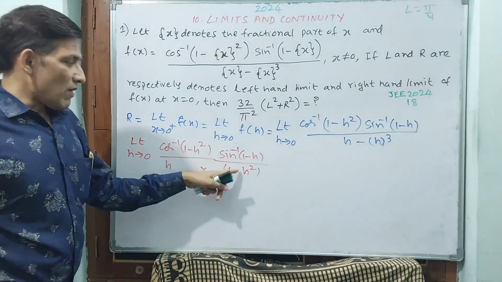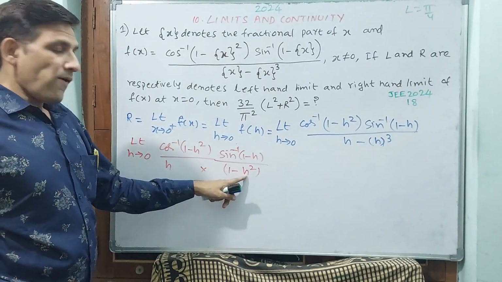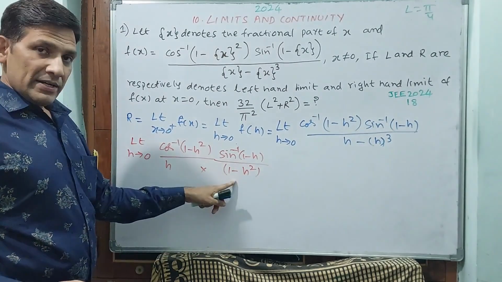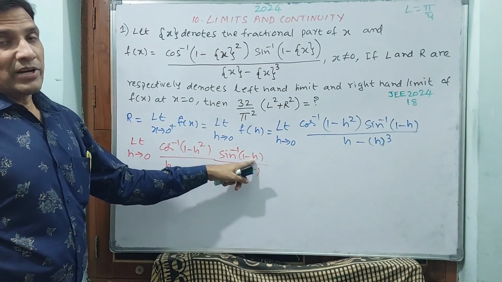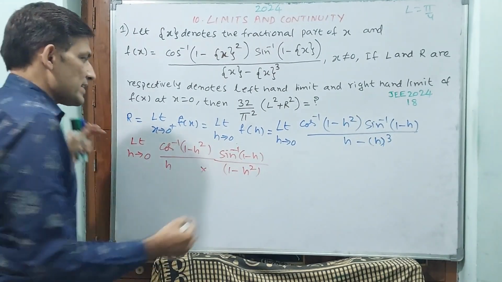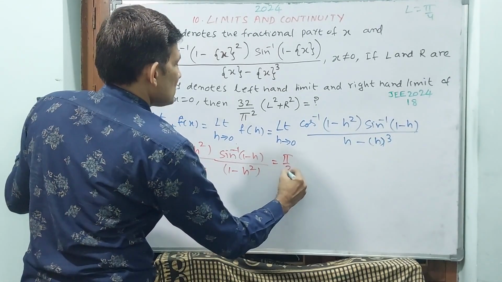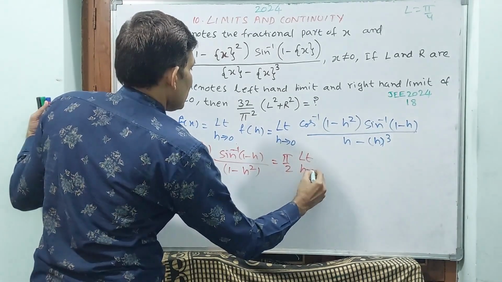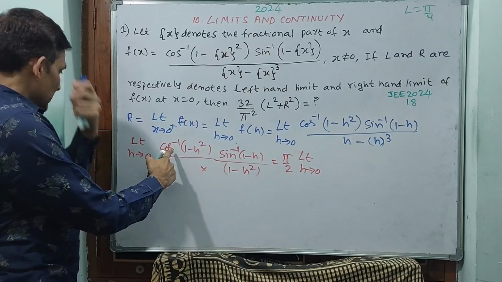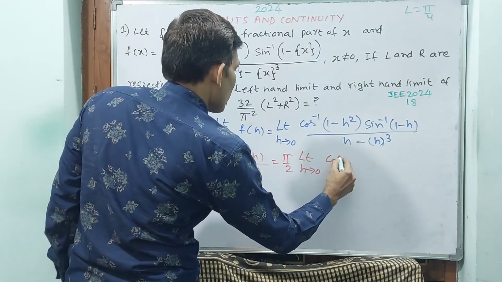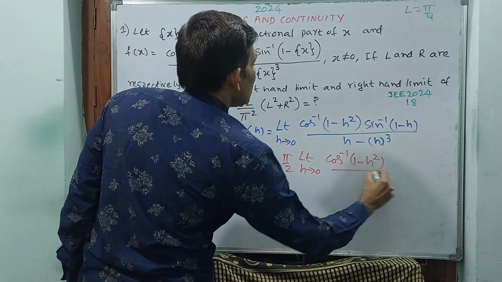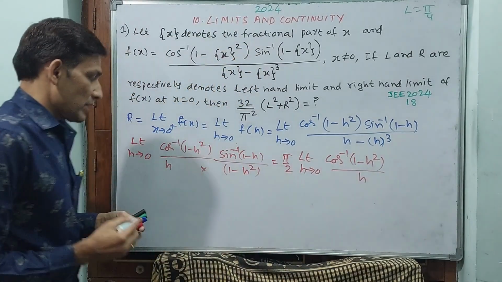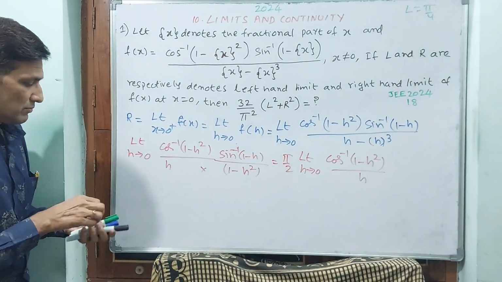Now you think that we have applied the limit 0 here. This is 1, no problem. Here sin inverse 1, and sin inverse 1 is pi by 2. That means I am writing this as pi by 2, times the limit as h tends to 0. Now carefully observe how I am writing cos inverse of 1 minus h square by h. Here some trigonometry you have to do.